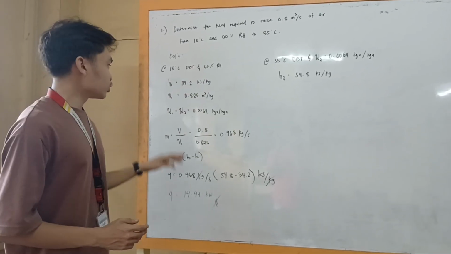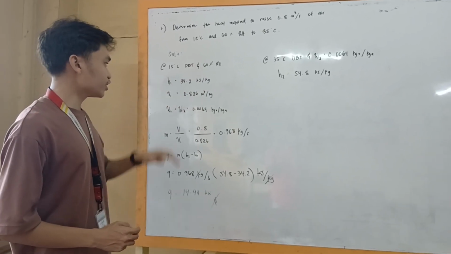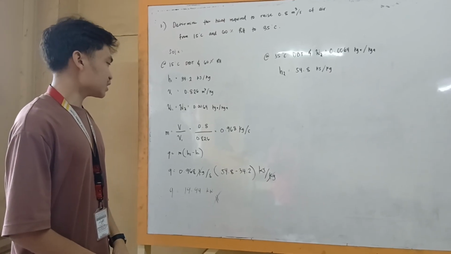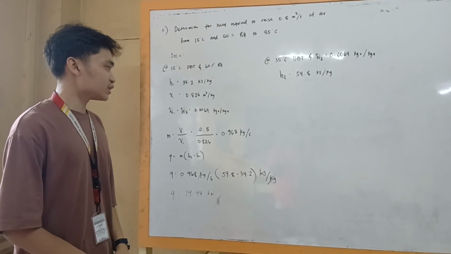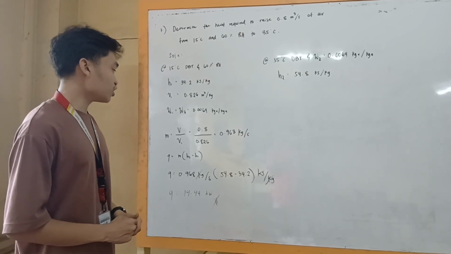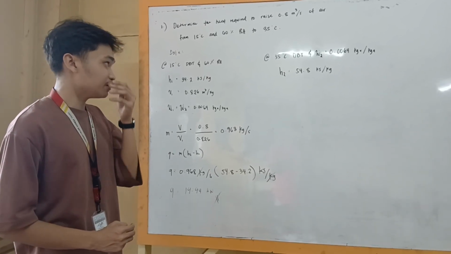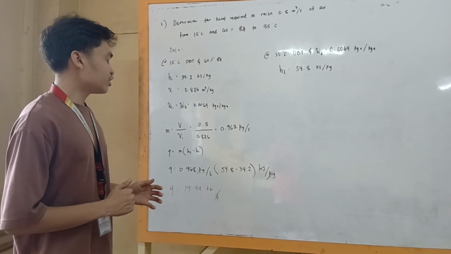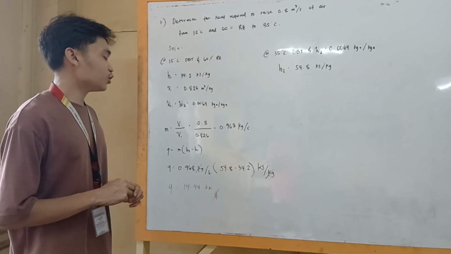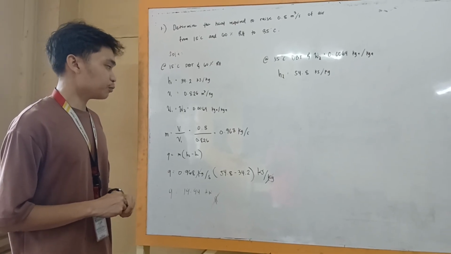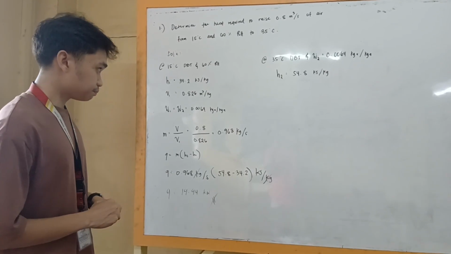From there, you will get the enthalpy value of 34.2 kilojoules per kilogram and the specific volume of 0.826 cubic meters per kilogram. And we also have a constant, similar to the case of finding H2. We have the humidity ratio of 0.064 kilogram vapor per kilogram dry air.